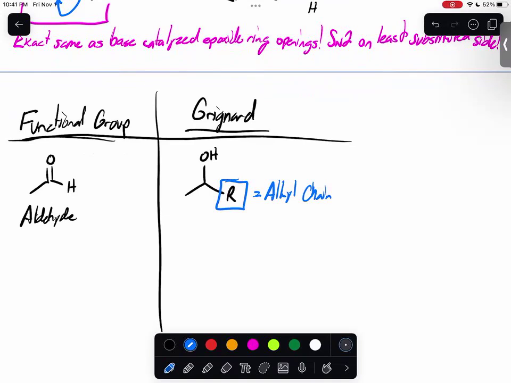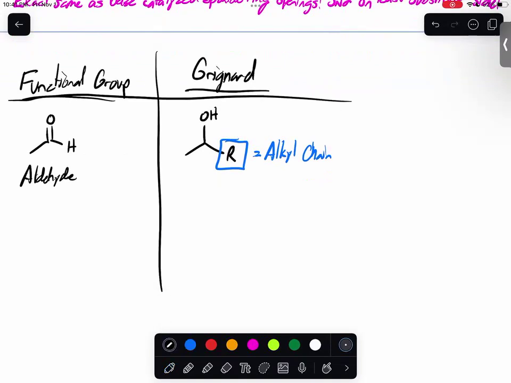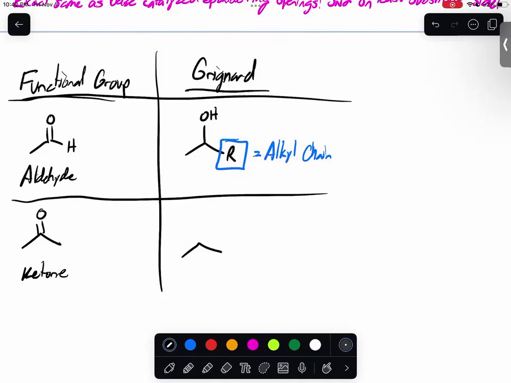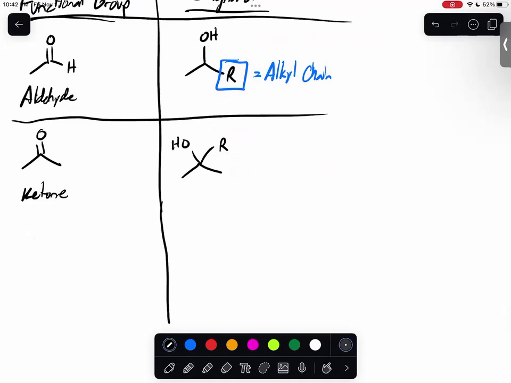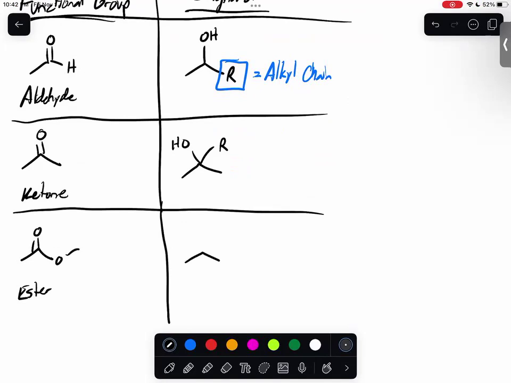All right. In the case of ketones, it's going to be very similar, where we're going to form an alcohol. This time it's going to be a tertiary alcohol because the R group that we have substituted is also an alkyl chain, and there were already two carbons attached. In the case of an ester, what we're going to see is we will have multiple additions of the R group because we will have kicked out that O methyl down there.